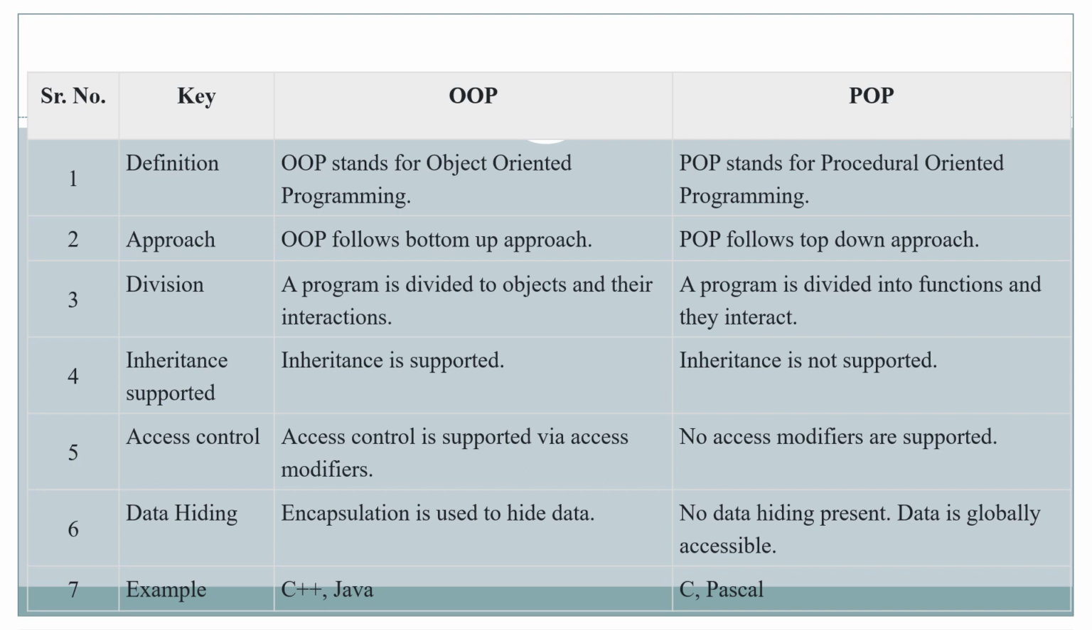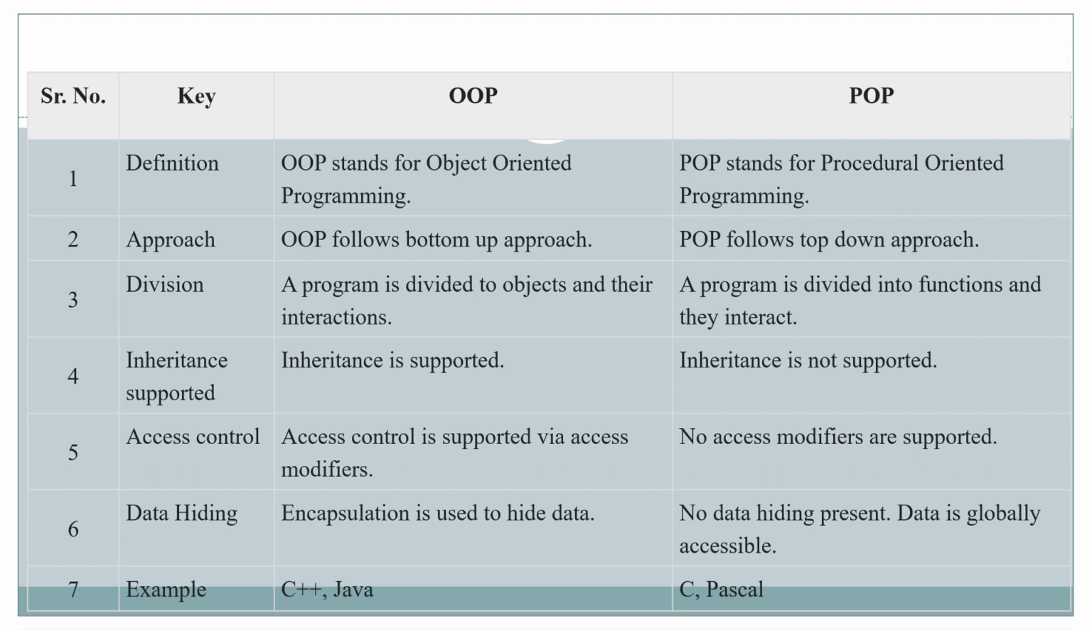Then, based on access control, which is also called access specifiers, or we can also call them access modifiers. In object oriented programming, access control is supported via access modifiers. So what are access modifiers? For example, private, public, and protected. In procedural oriented programming, no access modifiers are supported.